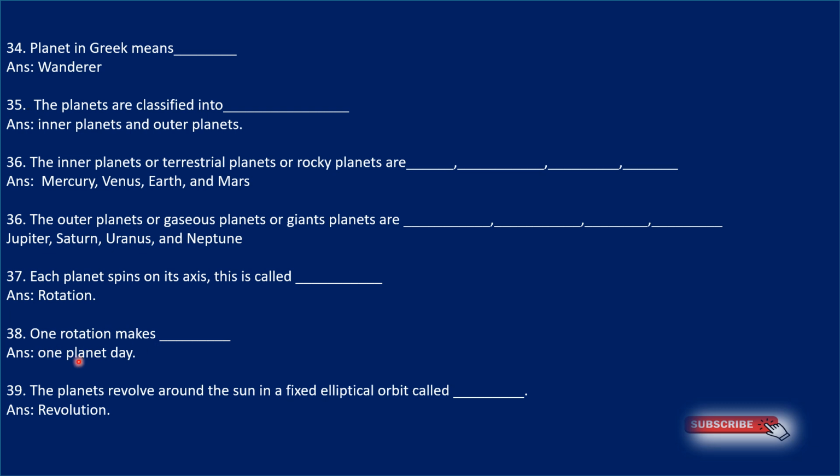One rotation makes one planet day. The planets revolve around the Sun in a fixed elliptical orbit, which is called revolution. So there is a difference between revolution and rotation. Revolution is when a planet revolves around the Sun. Rotation is when it spins on its own axis.